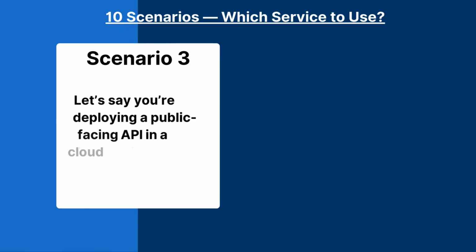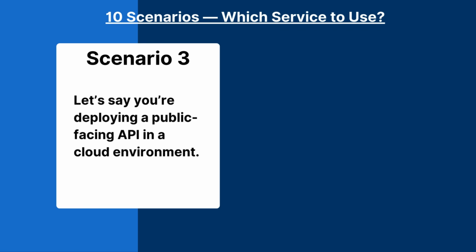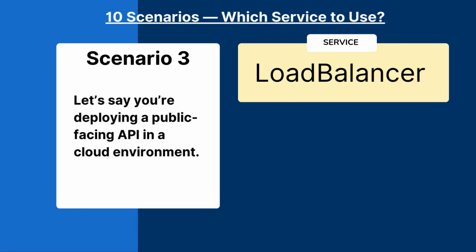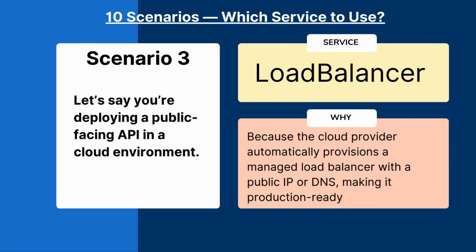Scenario number 3. Let's say you are deploying a public-facing API in a cloud environment. The right choice here is LoadBalancer. Why? Because the cloud provider automatically provisions a managed load balancer with a public IP or DNS, making it production ready.